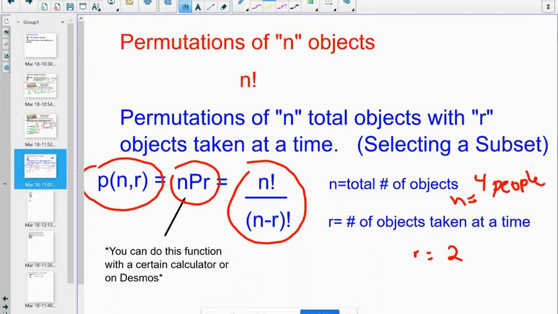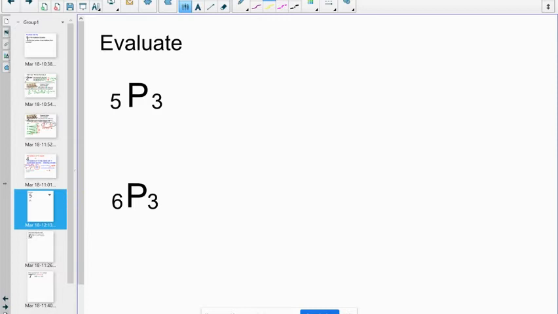Okay, so again, you're going to see it in this way, and you can do this on Desmos or with certain graphing calculators. I don't know if scientific calculators can do it, but I know graphing calculators can, like TI-84s and whatnot, but you can do it on Desmos as well.